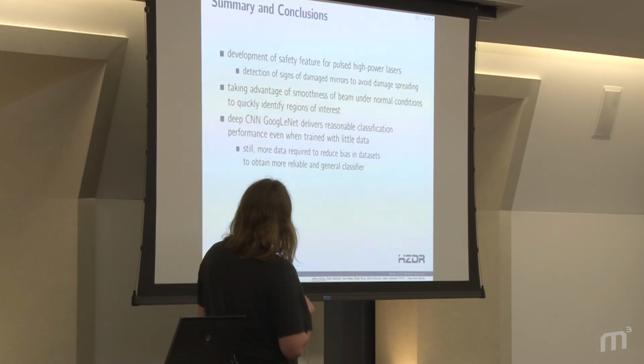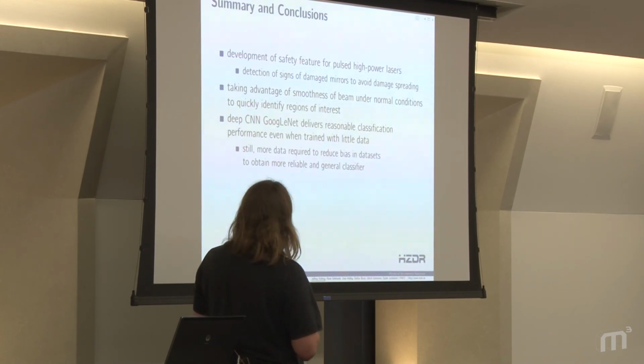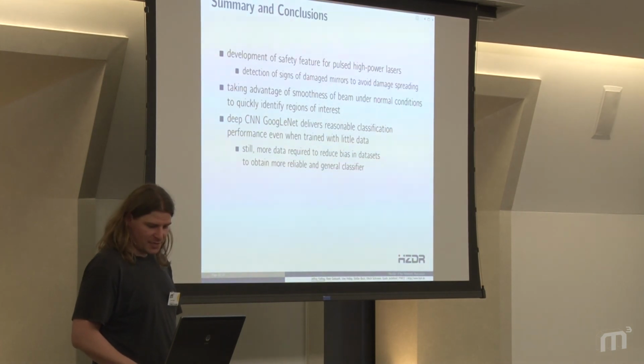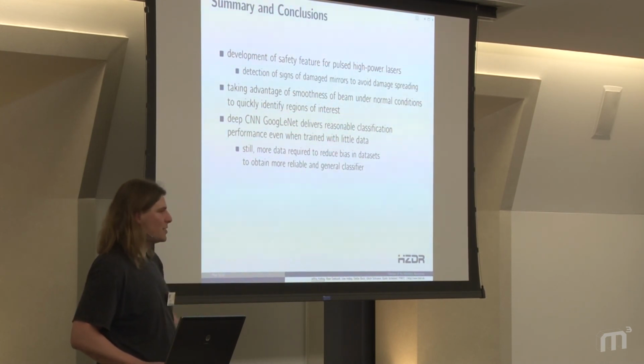The thing which looks really good is the GoogleNet in this example, because it could generalize to some features, even if we only had 3 features to train it with. Which was really nice. But of course, we need more data because we still have bias in our data sets, especially the edge versus feature thing. We couldn't train it to do this.